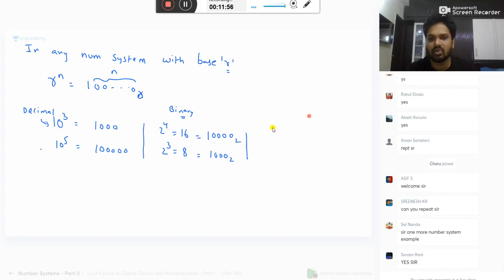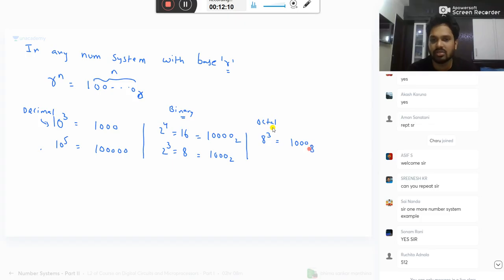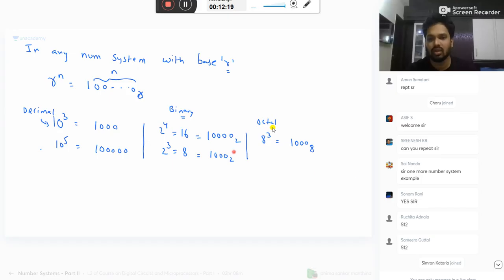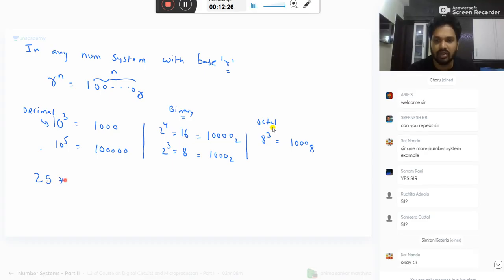Any number system, same rule. You take octal also. 8 power 3, whatever you calculate, is 1 followed by 3 zeros in base 8, because it is r power 0, r power 1, r power 2, r power 3. Same rule. 512. You can check it if you want. No doubt in it. Now, one more thing. What is 25 into 10 power 3? I am speaking decimal only. What is the answer?